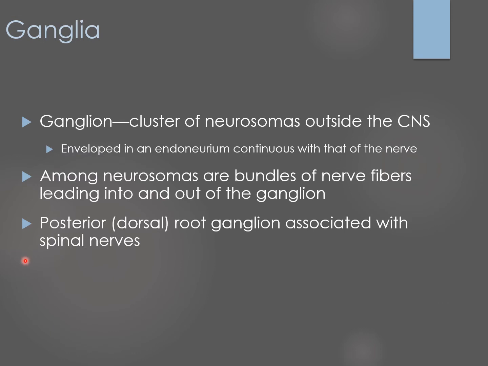Earlier in your document, I asked you to describe ganglia. Ganglia, you recall, are clusters of neurosomas. They're outside the central nervous system, so they are in the peripheral nervous system. They're covered by endoneurium. They're continuous with the nerve. What we have among those neurosomas will be some nerve fibers leading in and out of that ganglion. The one that we've looked at the most, and I'm going to show you a picture of again, is our posterior or dorsal root ganglion.